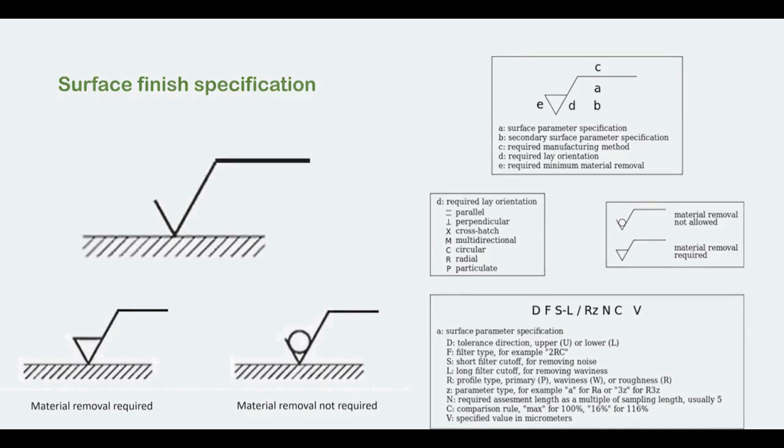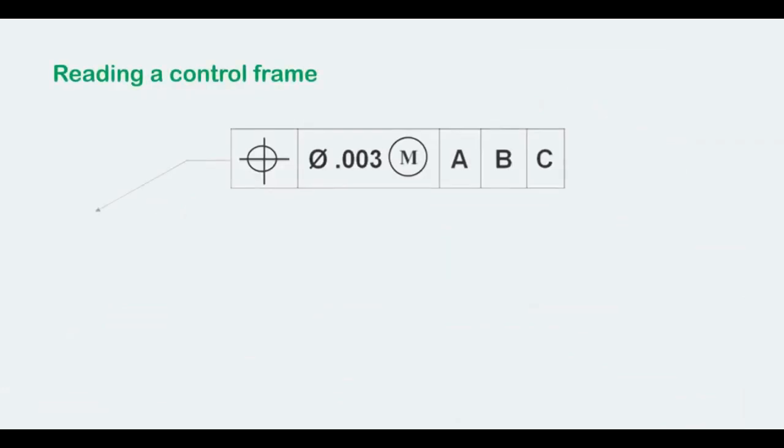Now, let us try to read a control frame. Let us consider this control frame. The arrow specifies the part or surface which the control frame is describing. This is the position symbol, so it tells us to focus on the position of the feature. This shows that the tolerance value of the diameter is 0.003 units, and this symbol specifies the maximum material condition. The three boxes with labels A, B, and C show primary, secondary, and tertiary datums. The feature specifications will be relative to these datums.